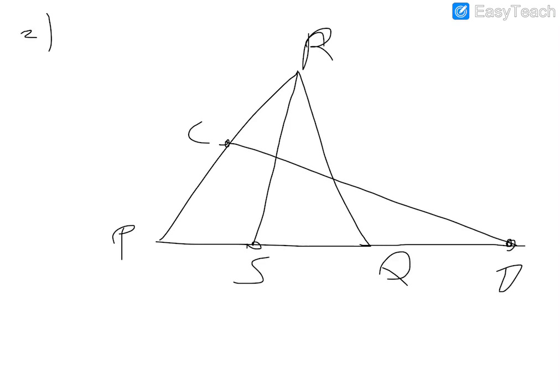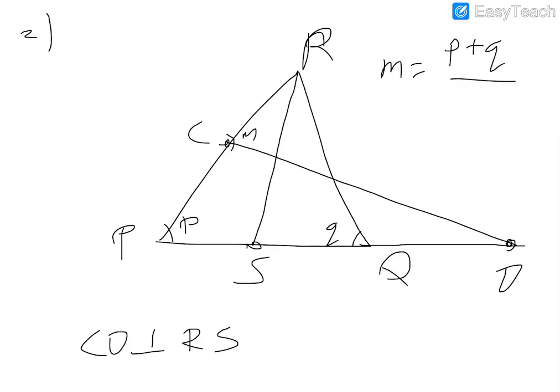Now, in this case, CD is perpendicular to RS. So even though it doesn't look like that, this is a right angle. And we'll have two more angles here. Angle M and angle Q. And actually we also have angle P here. Now, prove that M is equal to (P plus Q) over 2.